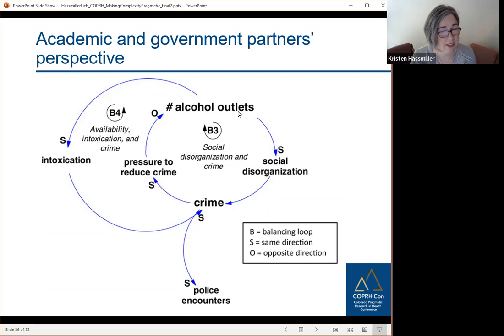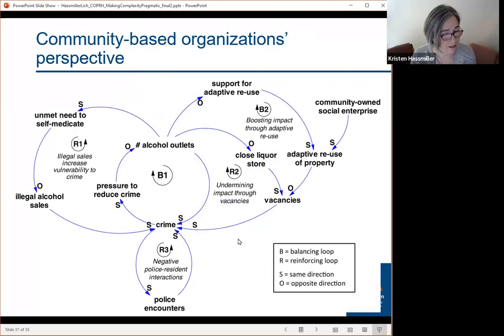And why they think that's going to matter is that it can decrease social disorganization and it can reduce intoxication, both of which reduce crime. And then that will reduce police encounters. So their mental model is here. But when we talked about this with other stakeholders, we realized it's not quite this simple, especially in the context of low-income neighborhoods. So we expanded the conversation with different community leaders.